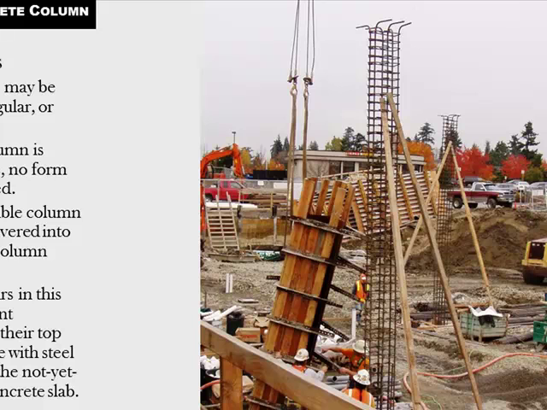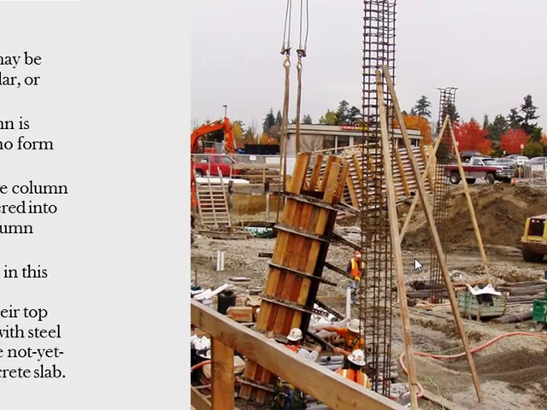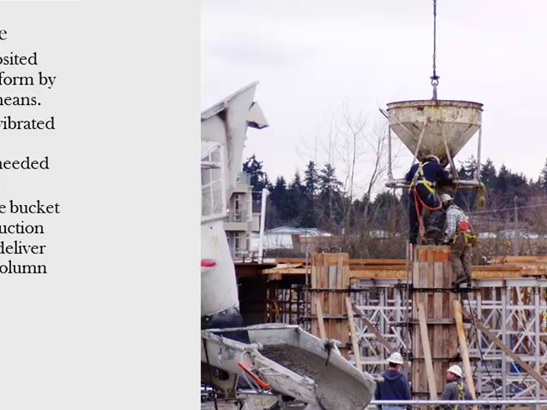Column forms can either be built on site, or you try to reuse them as much as possible, but sometimes you can't. But here they're putting the form around the steel they've already erected. And then they have to pour the concrete into the form.